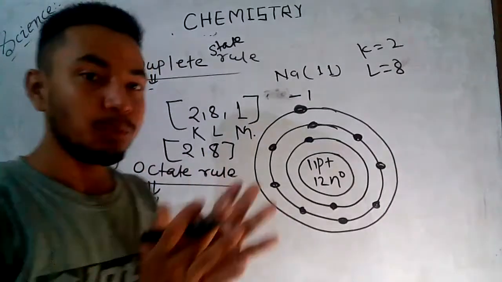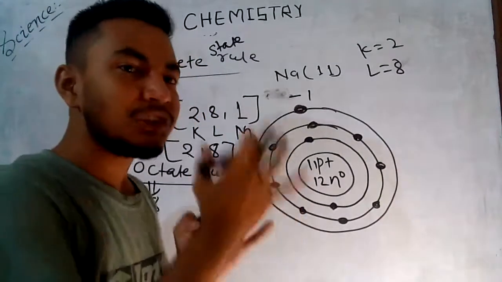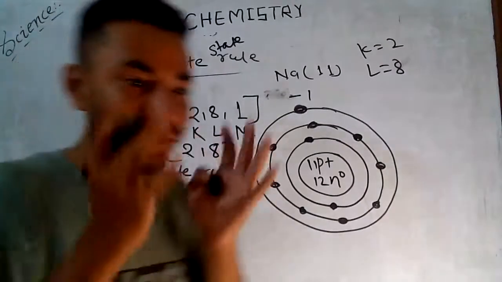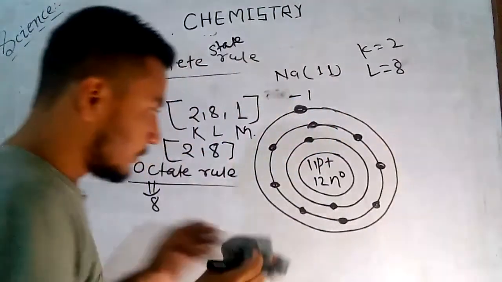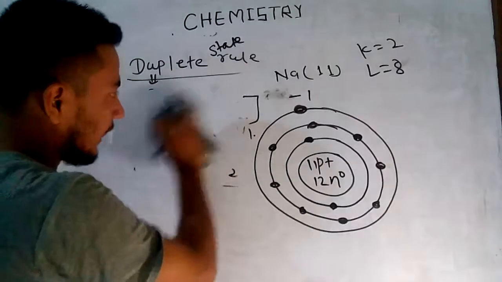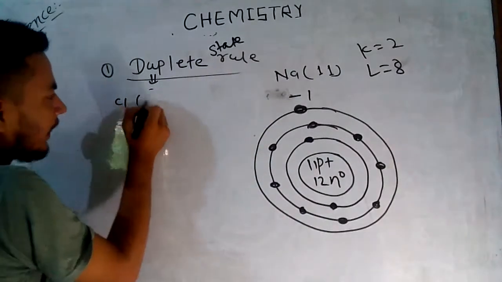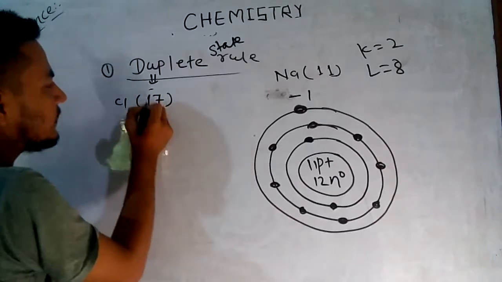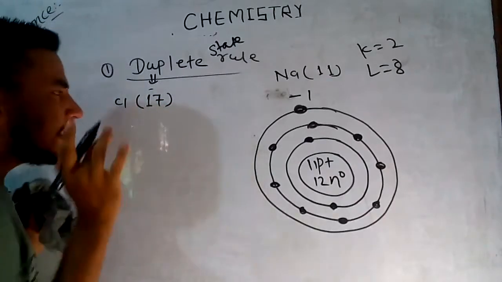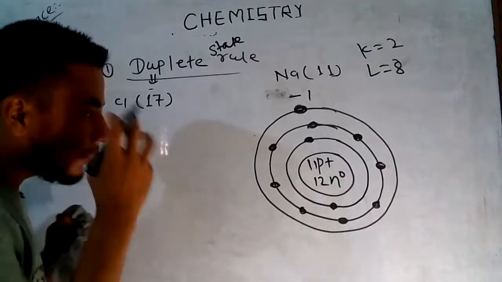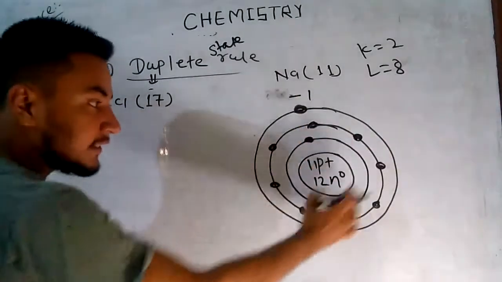So let's talk about one more example, that is chlorine. Why is the valency of chlorine -1? Let's clear your concept. Here is chlorine, and its atomic number is 17. So how many electrons are there? 17 electrons. So we have to put 17 electrons by drawing this structure.